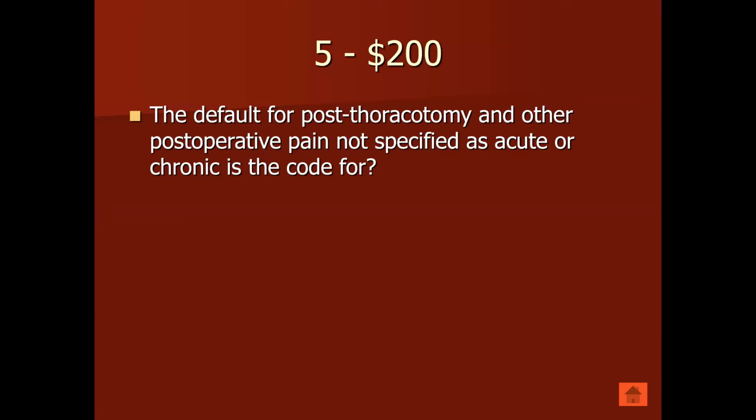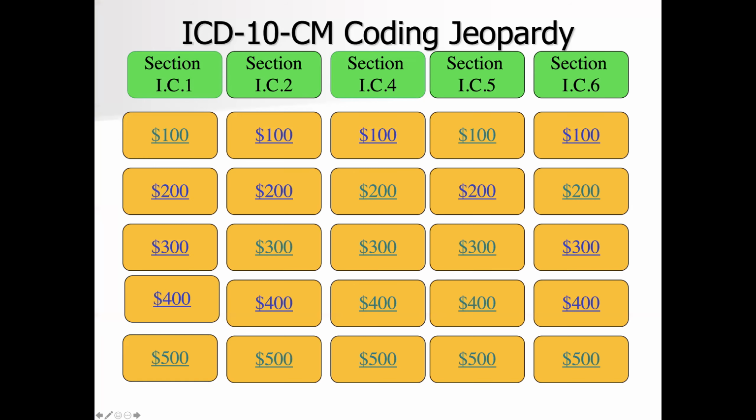And I might have to call that a bust because of my bad typing. It should be the acute form. Oh, okay. So when it's not specified as acute or chronic, it should be the acute form. All right, Destiny, I'll give you another chance.